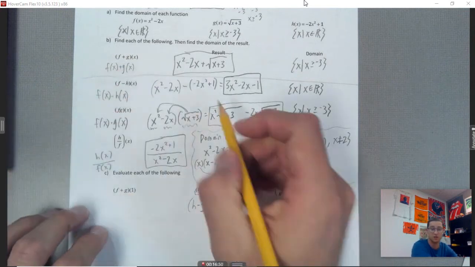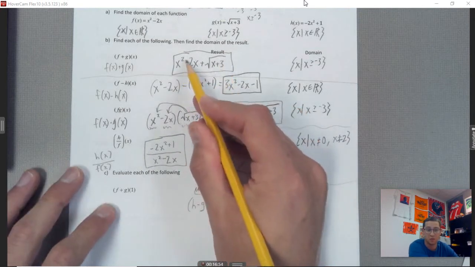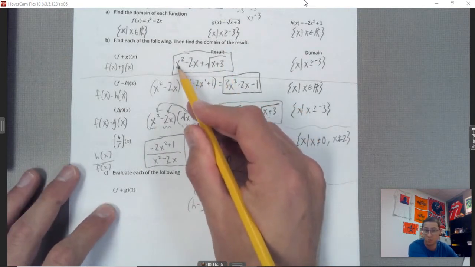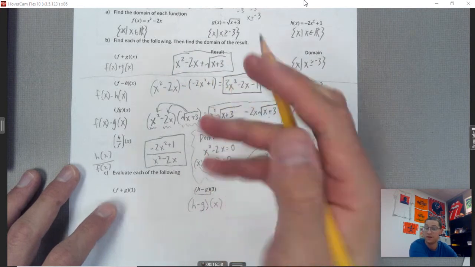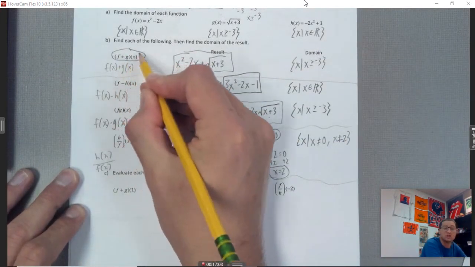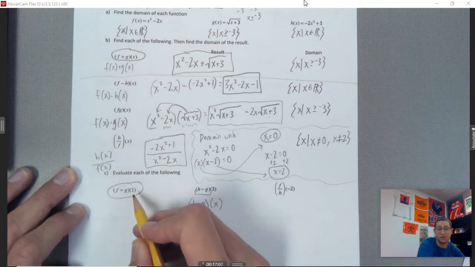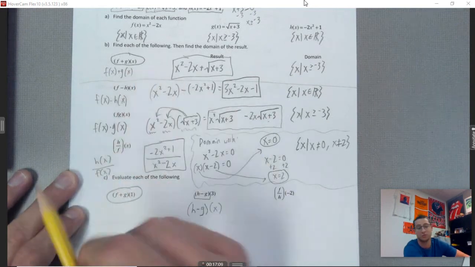So I'm taking this function up here, and instead of x, I'm just going to write 1 throughout. So instead of x here, I'm writing 1, and then I evaluate. Again, the reason is this is f plus g of x, and this is f plus g of 1. So it's the same. We're taking that function and plugging in 1.